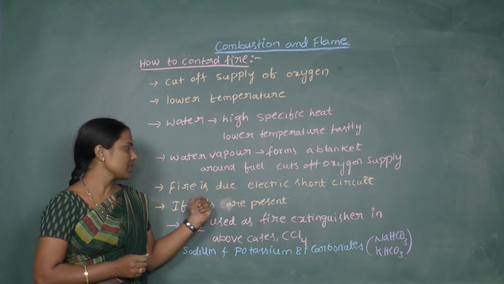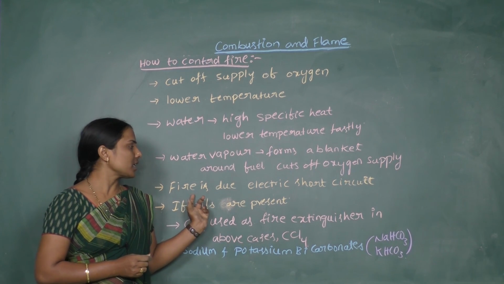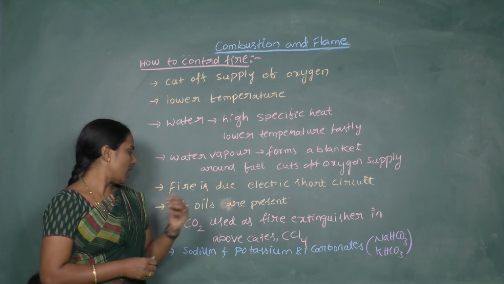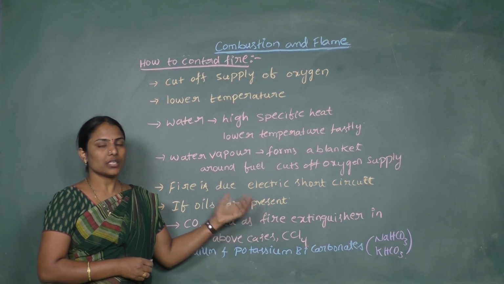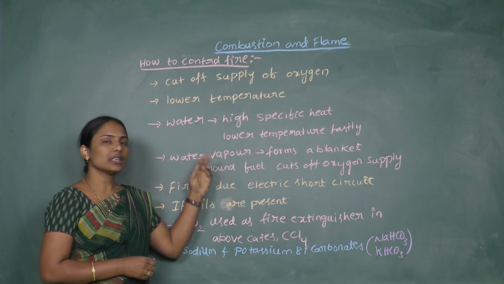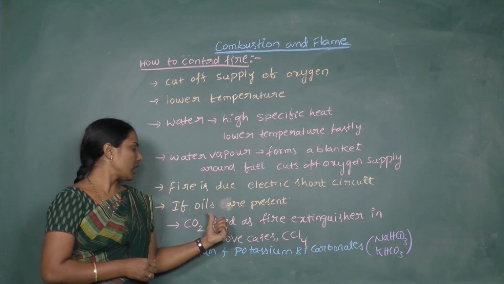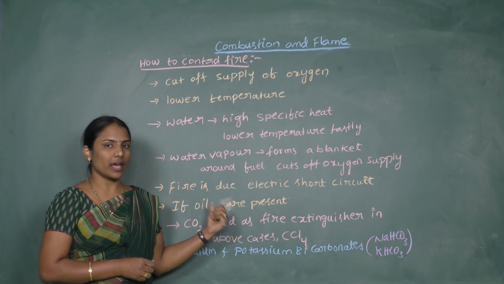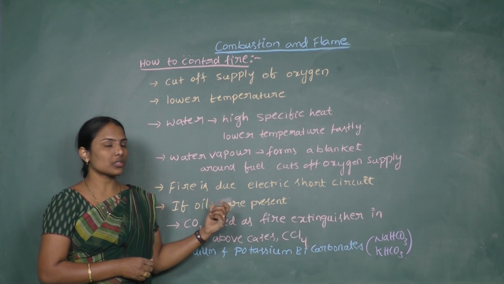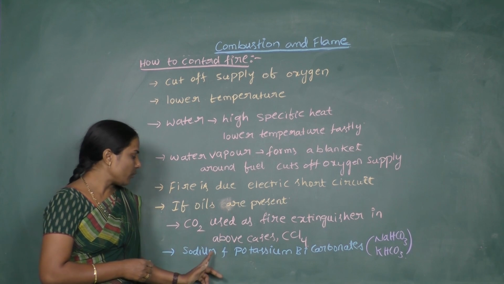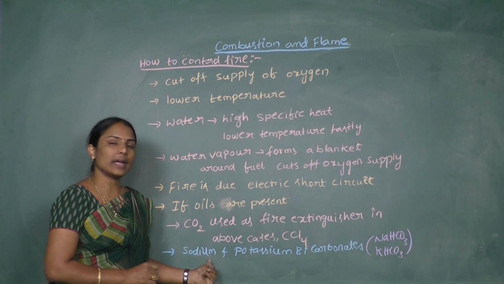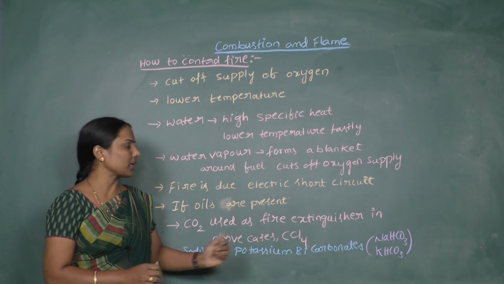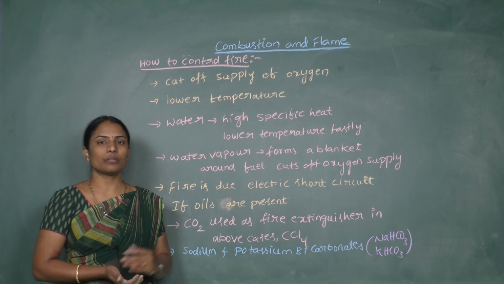So these are the exceptional cases where we cannot use water as a fire extinguisher. What are the cases? Where the fire is due to an electric short circuit, or if oils are present in the flame. In either of these cases, instead of water, carbon dioxide should be used as a fire extinguisher. Now if we use carbon dioxide, what are the sources from where we can get it? We can get it by heating sodium or potassium bicarbonates. Got it? Have a look.